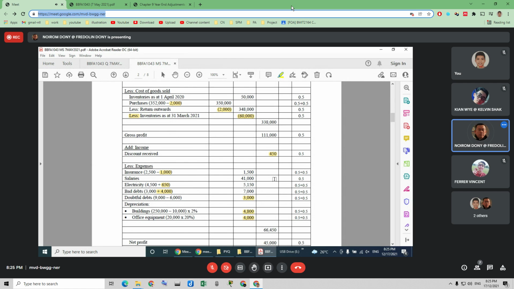So meaning you have to minus, 111,000 plus 450 less 66,450. Believe me, it's really so heavy. Let me use, yeah, very heavy. Right. Earphone.